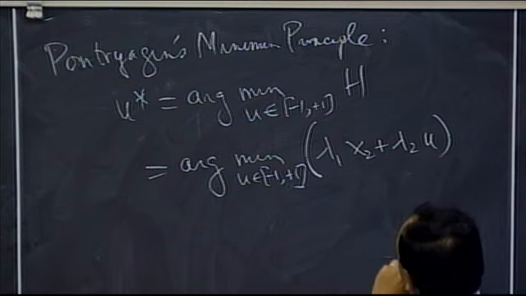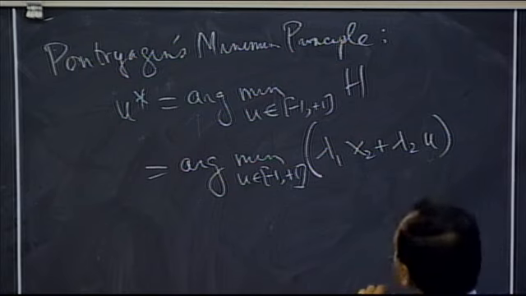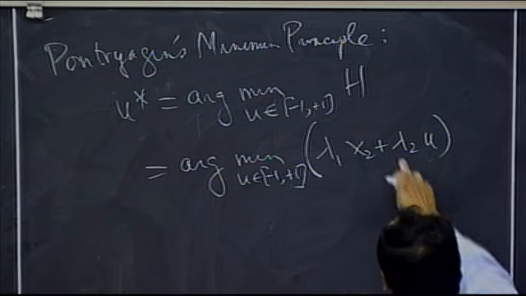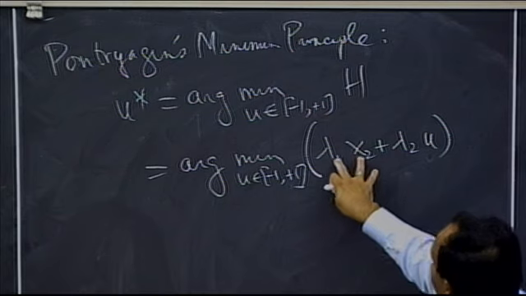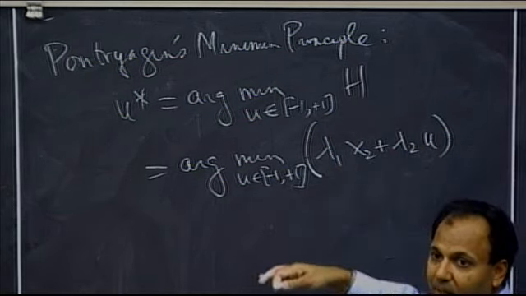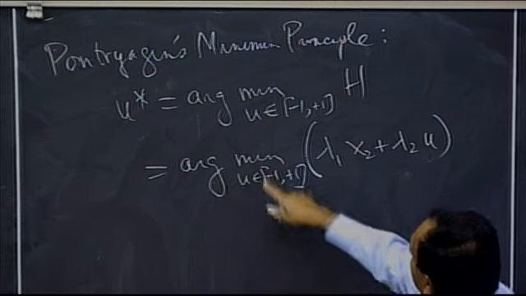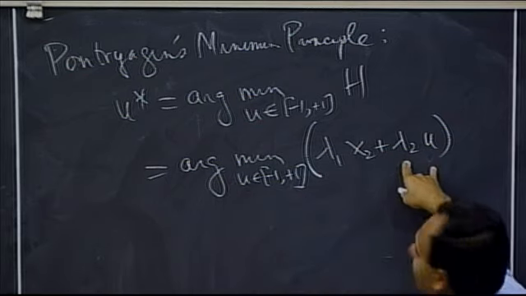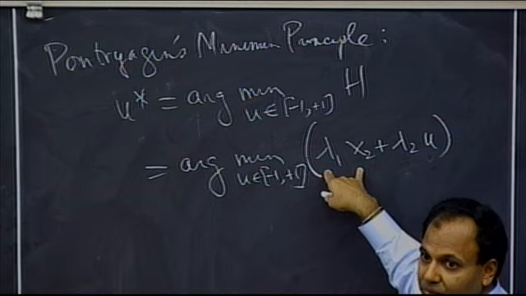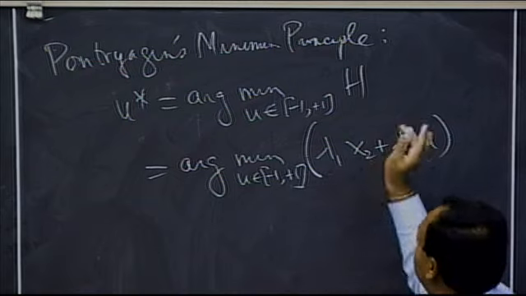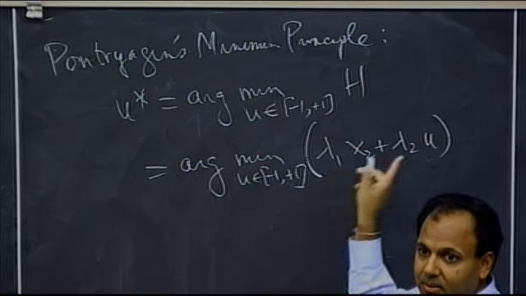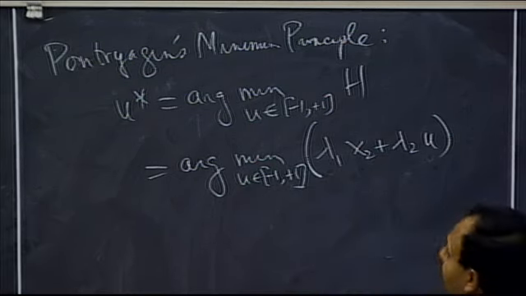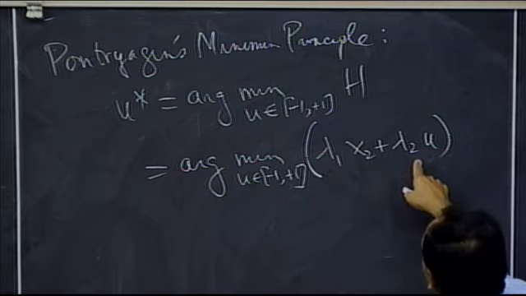Well, let's look at this again. Let's suppose the costate, λ2, were positive. This term doesn't have anything to do with the control, so I can take it out. This really amounts to the argument of the minimum over u in -1 to 1 of λ2 times u, because the other term is not a function of the control. The control has no effect on that term whatsoever, so the only thing I'm dealing with is this term over here.